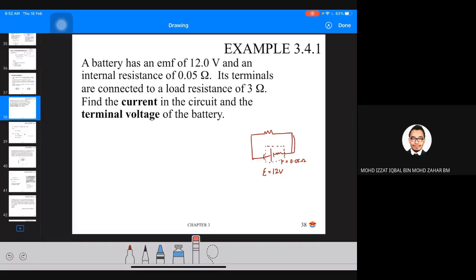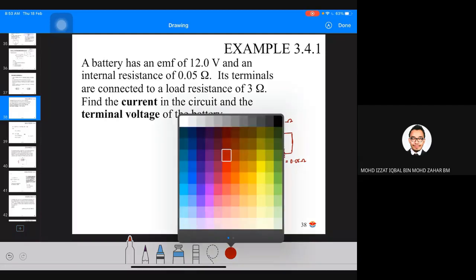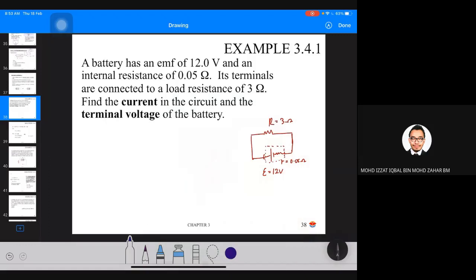I can use a formula, I equals epsilon over R plus r, and I can find the I straight away. And because the question wanted to find the current, so I can use this formula to find the current. So EMF is given. You want to find current, so it will be 12 over 3 plus 0.05. And I think you should get 3.93 ampere.